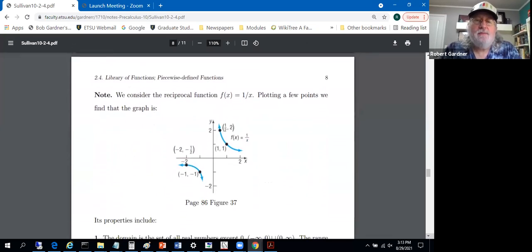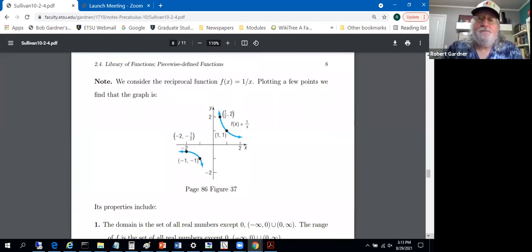1 over x. Let's look at the graph of that. Okay. I'm a little disappointed again. This time they plotted 4 points.